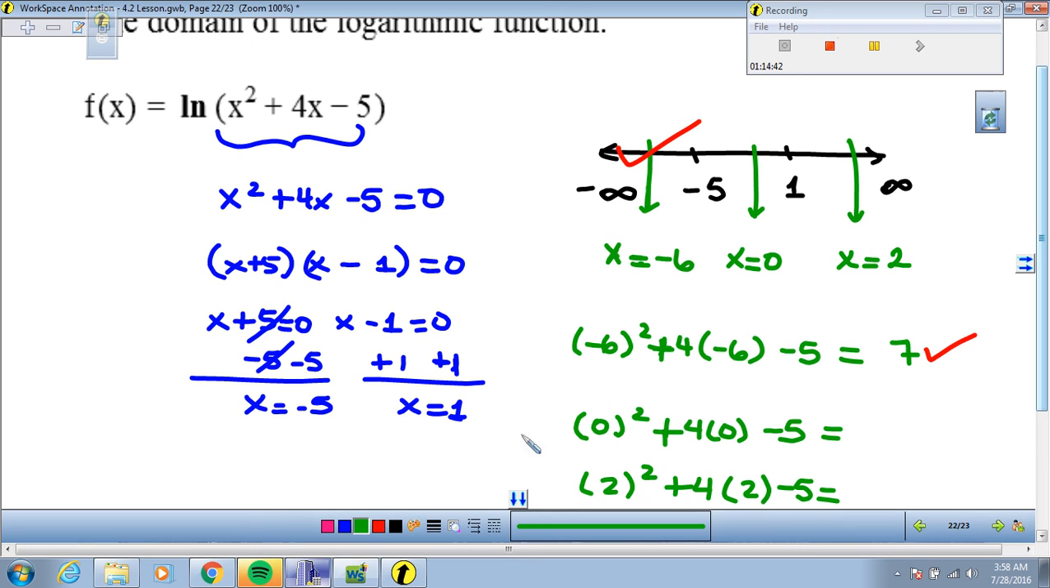Now with the 0 squared, that's going to be negative 5. You can put it on the calculator, but it's going to be that. So we cannot use this. So any number in between these two numbers, nope.